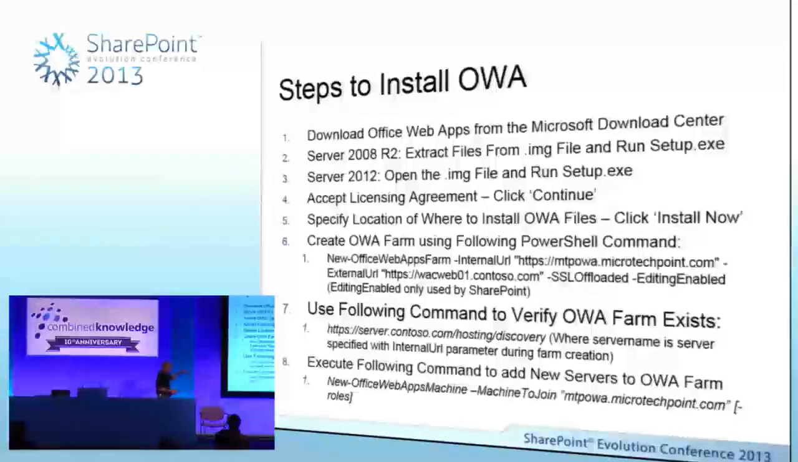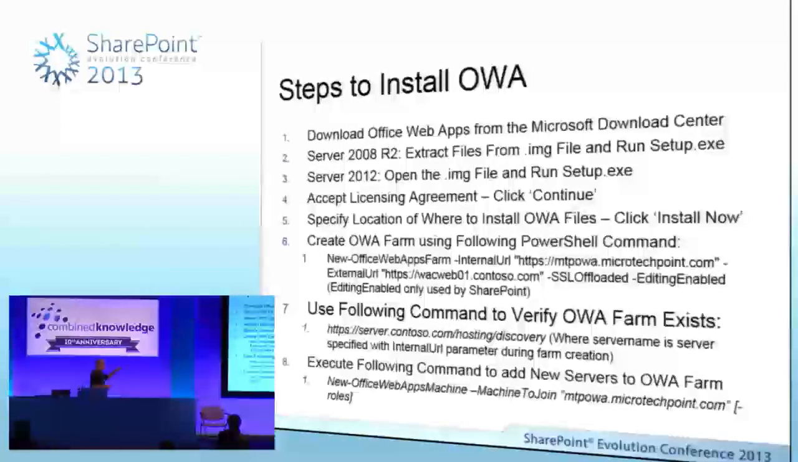Then we're going to use the following command to test to make sure the farm is there. We're going to do HTTPS, the server name contoso.com, hosting discovery. Again, I'm going to use just HTTP when I do the demo instead of HTTPS. And then I can execute the following server command to add additional servers to my OWA.